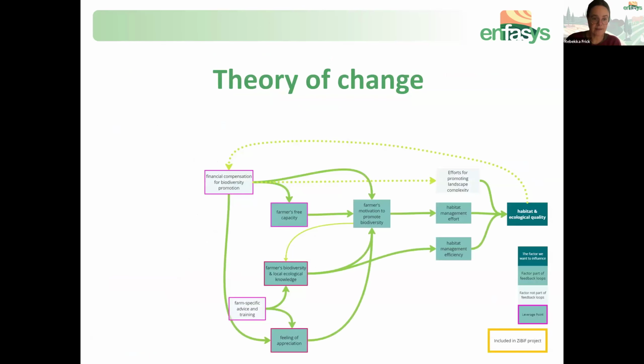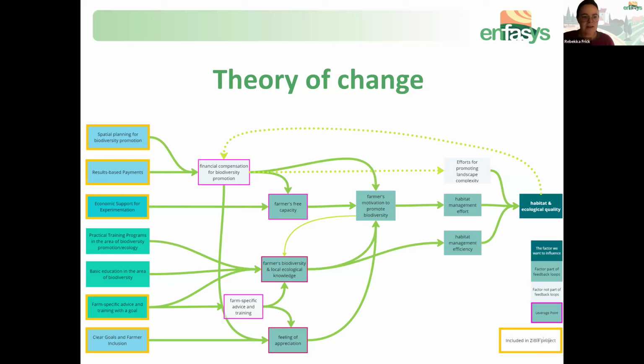So to conclude, I'd like to show how the theory of change in the end more or less looks like. On the left side, you see these 5 leverage points. So now you can see the 5, with a financial compensation for biodiversity promotion and farm-specific advice and training was not there on the list before. That was the ones that I meant. They are already some kind of interventions.